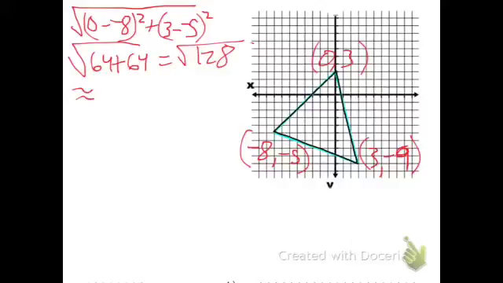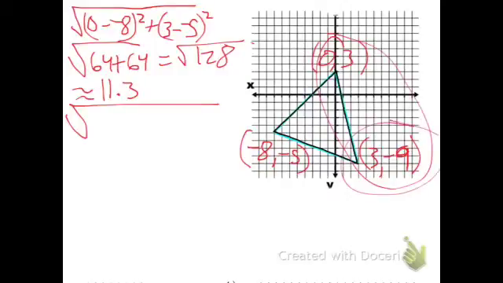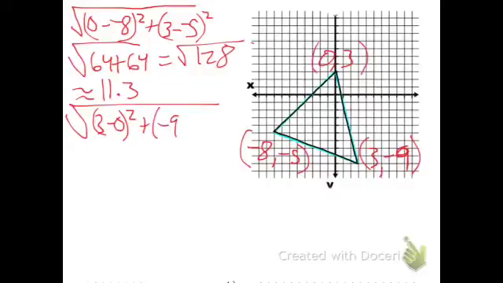the square root of 128. Let me use the calculator. We're looking at approximately 11.3. I'm now going to get this length here. So 3, negative 9 is x2, y2. So I'm going to do 3 minus 0. That's x2 minus x1, add y2, which is negative 9, minus y1, which is 3, square that.